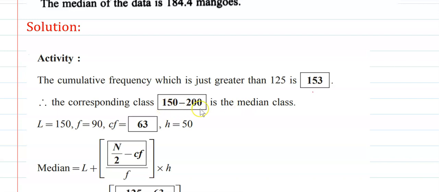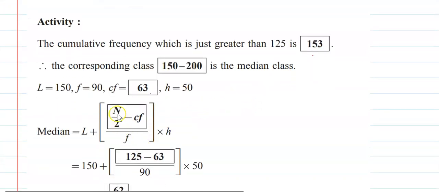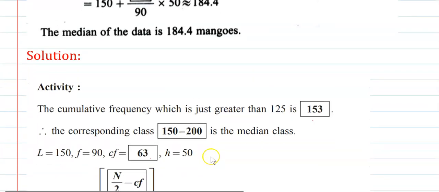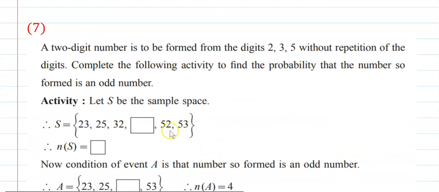153, 150 to 200, 63. N by 2 minus CF, 125 minus 63, 62. And hence the answer.